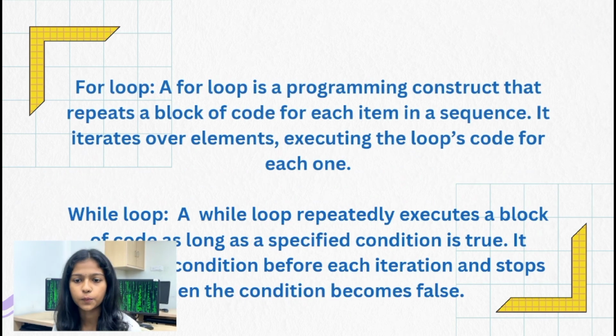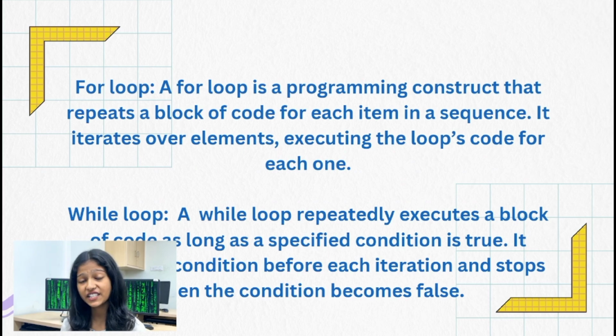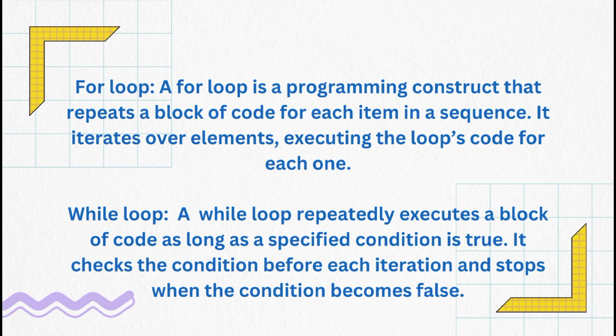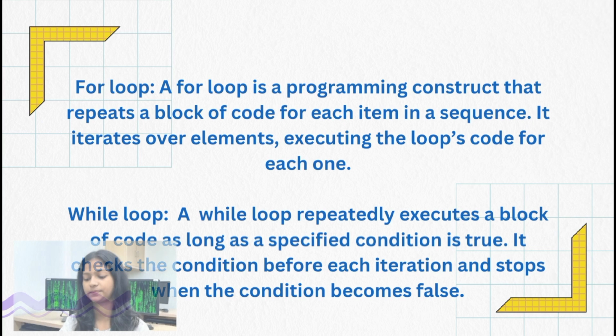Let's see about for loop. A for loop is a programming construct that repeats a block of code for each item in a sequence. It iterates over elements, executing the loop's code for each one. Let's see the while loop. A while loop repeatedly executes a block of code as long as a specific condition is true. It checks the condition before each iteration and stops when the condition becomes false.